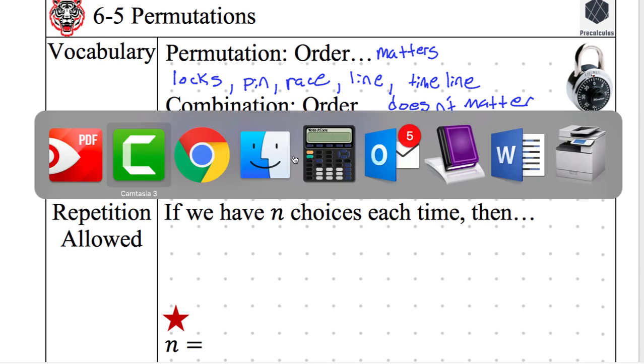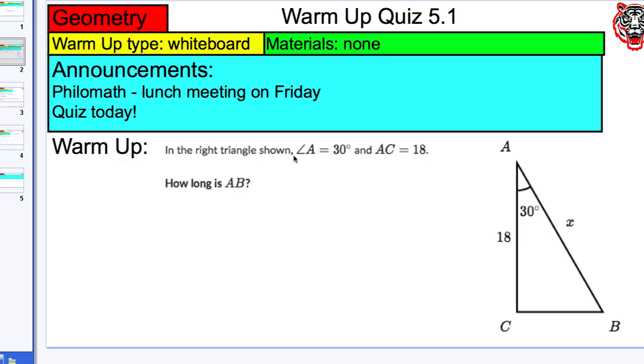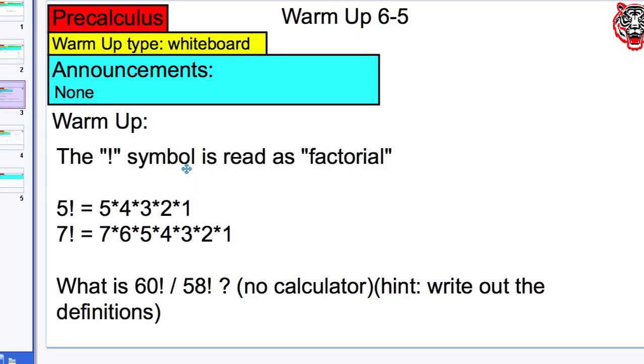I forgot to put up our warm-up, but we can do our warm-up right now. Factorial. This symbol right here is read as factorial. So if I see 5 exclamation mark, you don't pronounce this as 5. You pronounce this as 5 factorial. 5 factorial is 5 times 4 times 3 times 2 times 1. 7 factorial is 7 times 6 times 5 times 4 times 3 times 2 times 1. If it was 100 factorial, it would have been 100 times. That would be a big number, yeah.